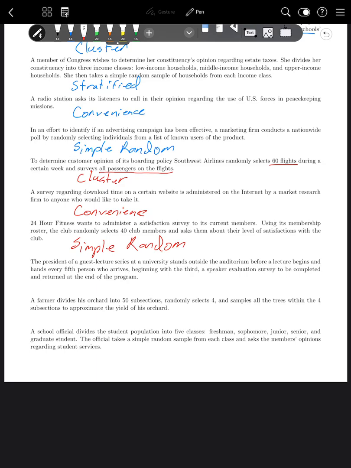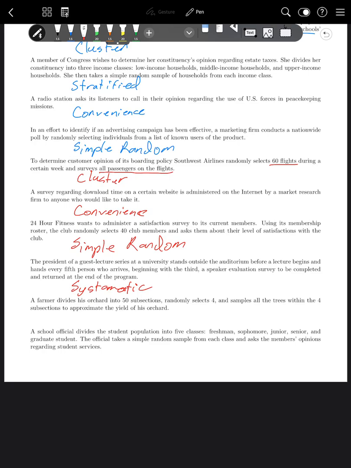The next one, the president of a guest lecture series at a university stands outside the auditorium before a lecture begins and hands every 5th person who arrives, beginning with the 3rd, a speaker evaluation survey to be completed and returned at the end of the program. So that's systematic. Okay, because we're sampling every kth person.